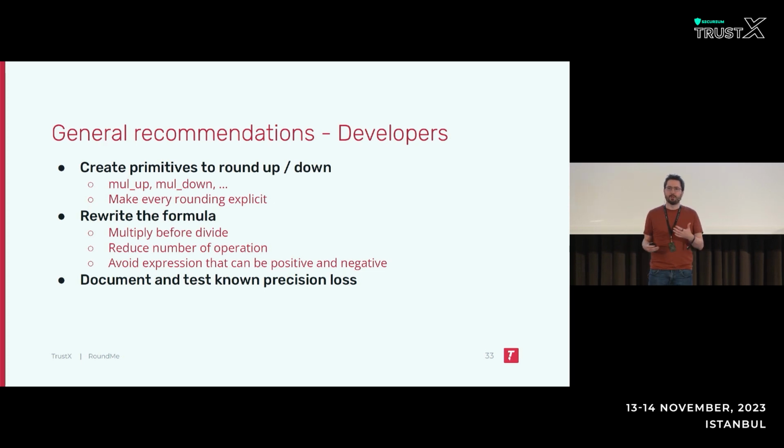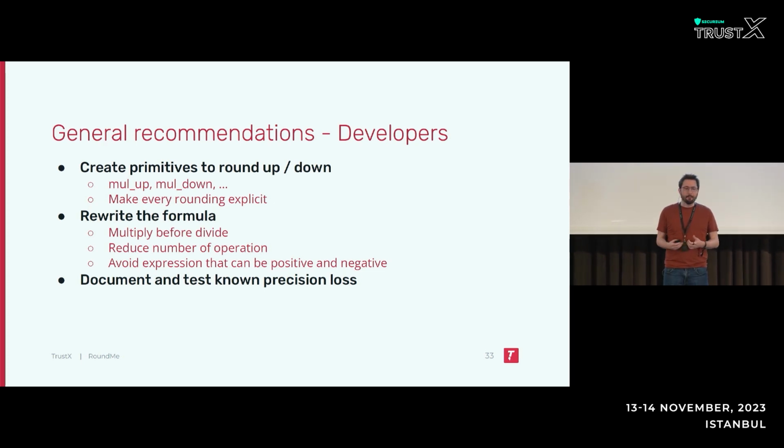This is a simple rule that you can follow, but it's not necessarily enough. You might also be able to refactor the formula in a way that is going to reduce the number of operations that leads to precision loss. All the examples I've given so far are on unsigned fixed point arithmetic. If you are working with signed fixed point arithmetic, things become even more complex because the rounding direction might depend on the sign of the expression.